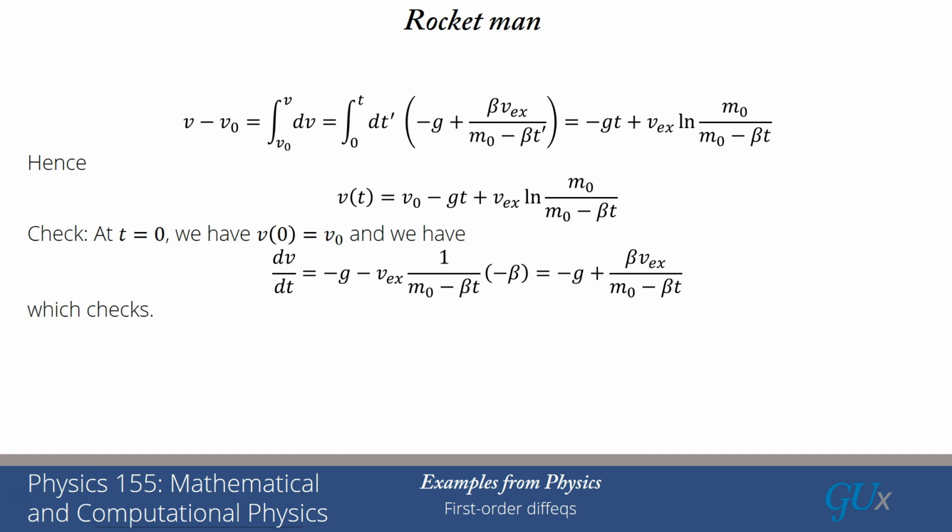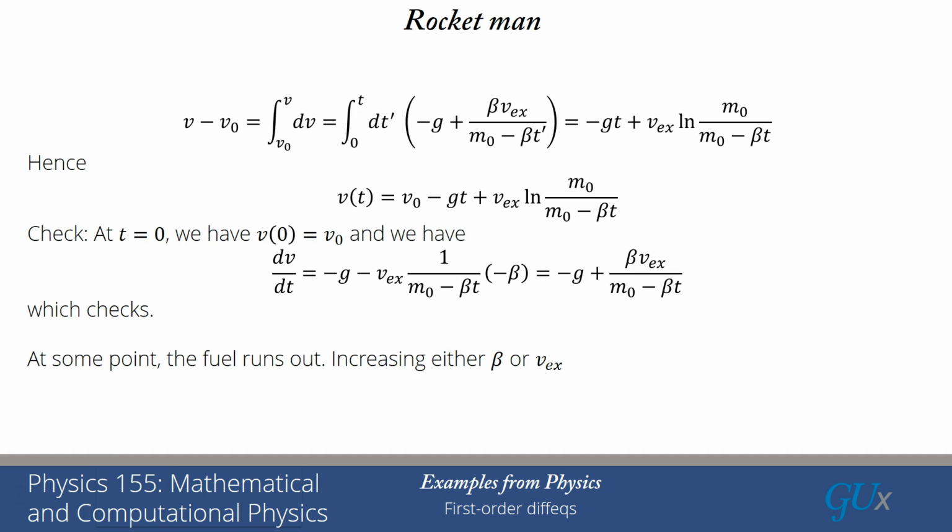If I take the derivative with respect to time, I'll get a minus g, and then I'll get a plus v exhaust times 1 over m0 minus beta t times beta. And that, of course, equals minus g plus beta v exhaust over m0 minus beta t. So indeed we have found the solution.